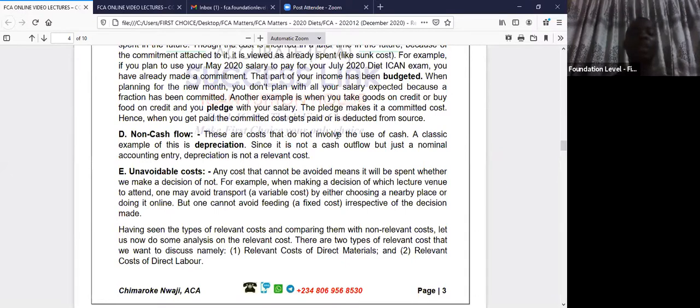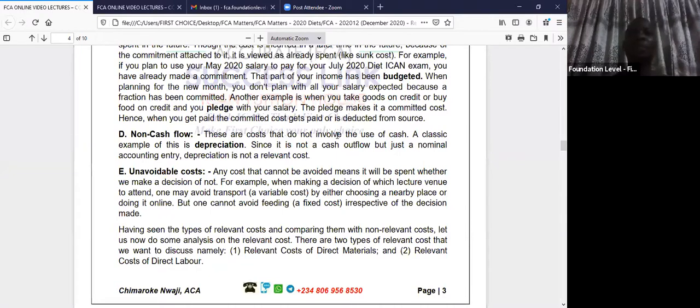Okay, now the last one is unavoidable costs. We said that avoidable costs are relevant because we can make a choice whether to incur it or not. Unavoidable costs are not relevant because you cannot run away from it. You have to incur it. Let me give you an example.